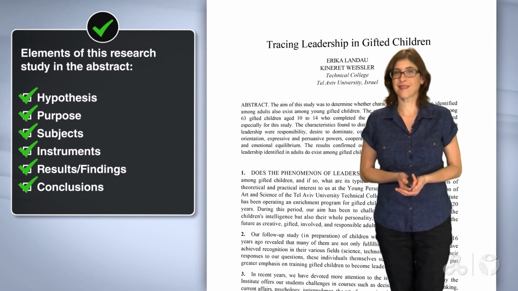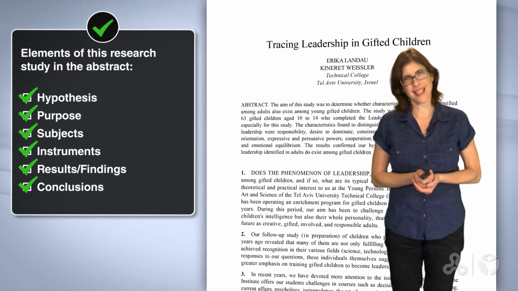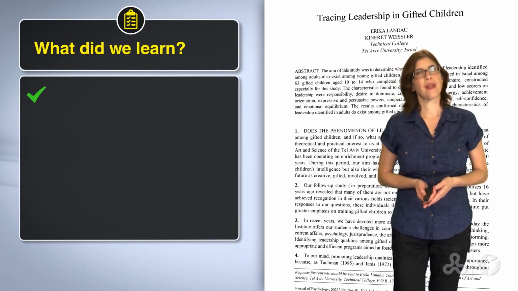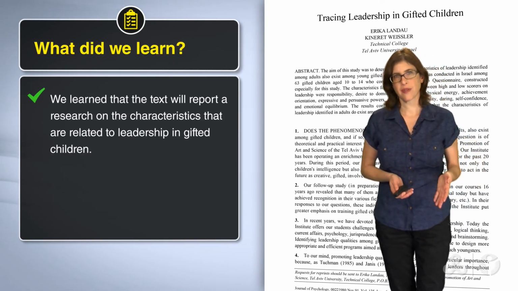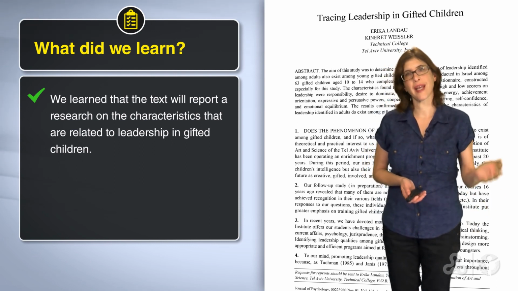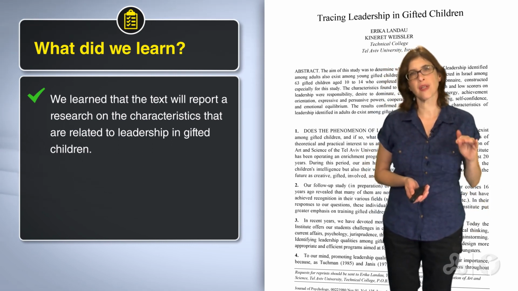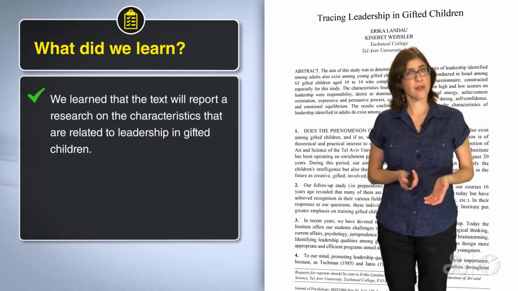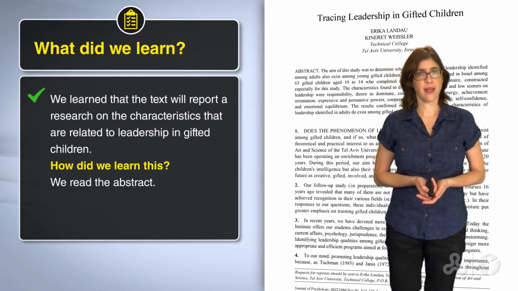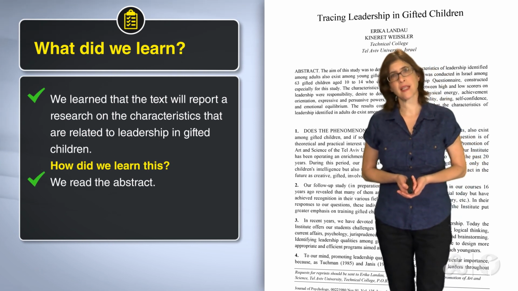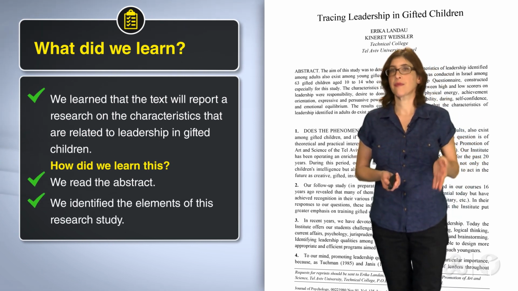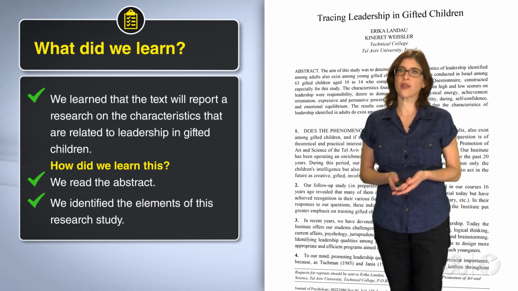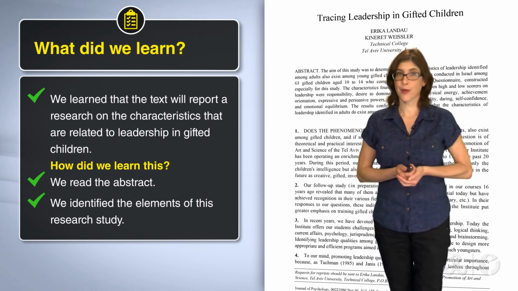We're done. We are ending our lesson. What did we learn today? We learned that the text will give a report of a research on the characteristics that are related to leadership in gifted children. How did we learn this? We read the abstract and we identified the elements of this research study. In the next lesson, we will start the close reading. So see you there.